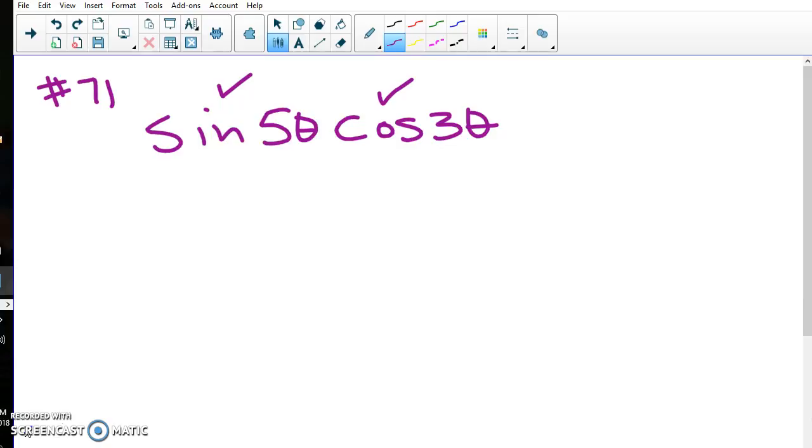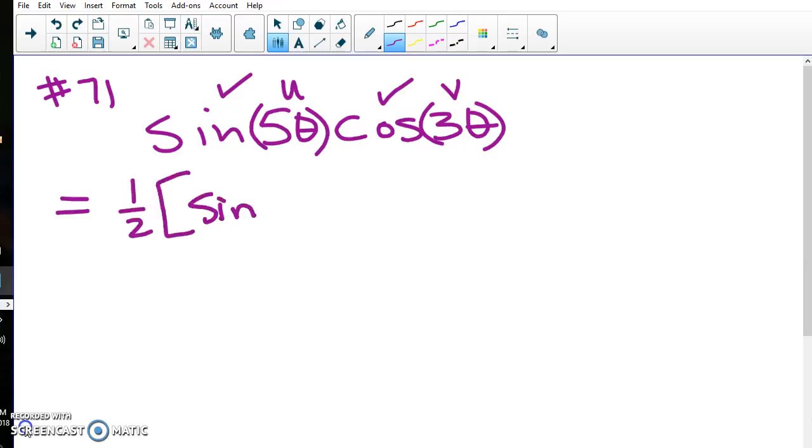Let's go back and, never mind. Okay, so the second from the bottom, sine u cosine v. So our u value this time is 5 theta, and our v value is 3 theta. So we're going to simplify by placing that into our formula. 1/2 sine u plus v, so we would get an 8 theta. And now because it's sine cosine, we're going to do the addition, and it's sine u minus v, which would give us 2 theta.